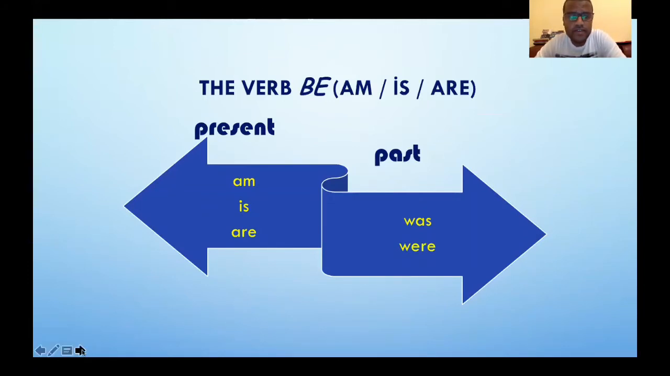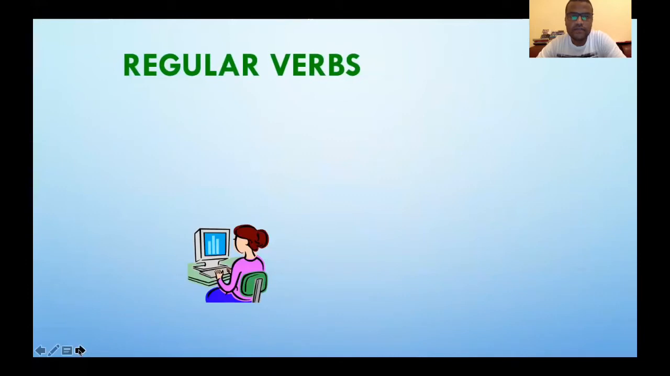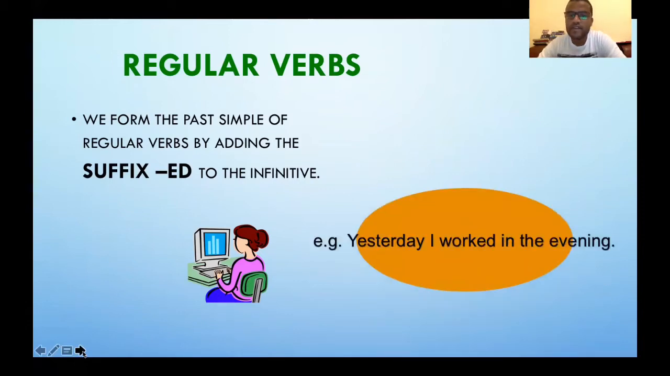Then we have another thing. Here we have simple past or past simple of regular verbs. Right now I'm going to explain how to add d or ed or ied to regular verbs. We form the past simple of regular verbs by adding the suffix ed to the infinitive. That means we add ed to the infinitive to form the simple past of regular verbs. For example, yesterday I worked in the evening. We have the verb work here and we add ed to this verb.